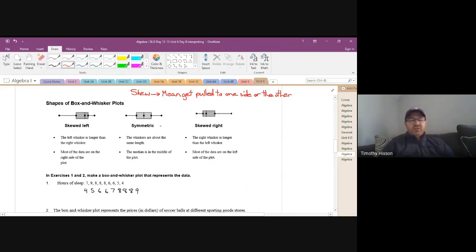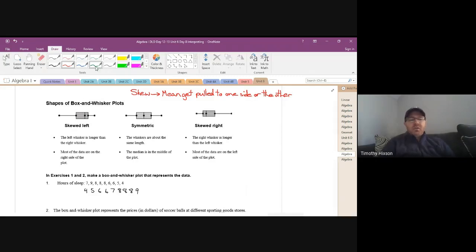Okay, so let's actually start in the middle. In a symmetric distribution, there actually is no skew, right? You'll notice the whiskers are about the same length. The middle, the box is about evenly divided. It doesn't have to be perfect, and these don't have to be exactly the same length, but we're talking about approximately.